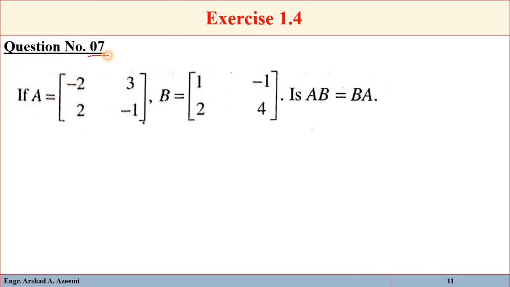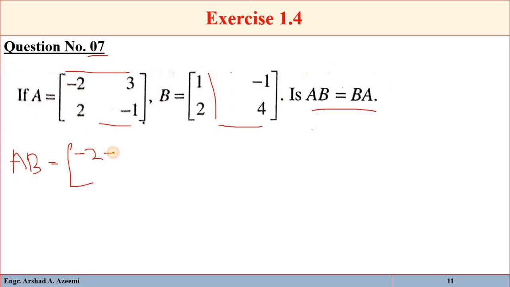Question number 7, if A is equal to this one and B is equal to this one, is AB equal to BA? So let's see what is AB. For AB, just multiply the first row with the first column, minus 2 multiplied by 1, that is minus 2, plus 3 multiplied by 2, that is 6. Multiply the first row with second column, minus 2 multiplied by minus 1, so that is 2. 3 multiplied by 4, that is 12.